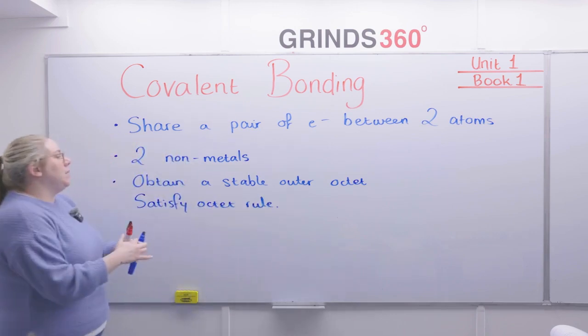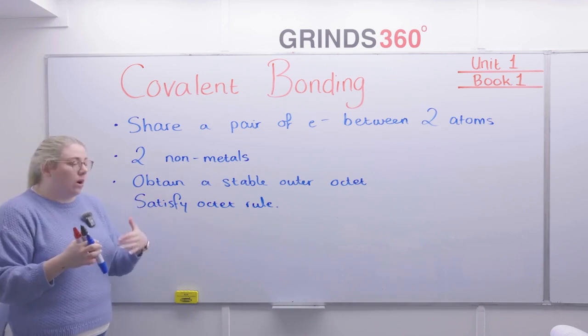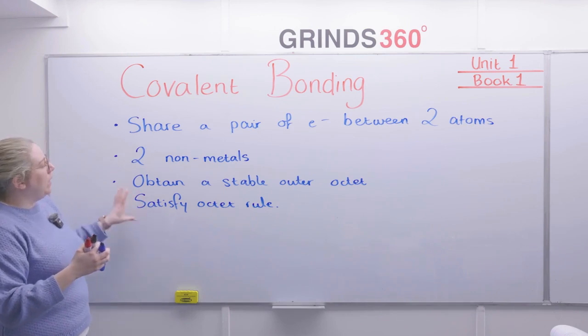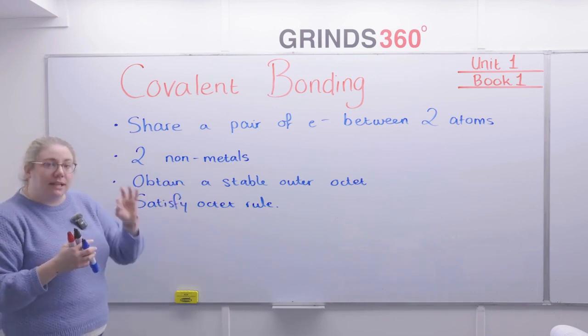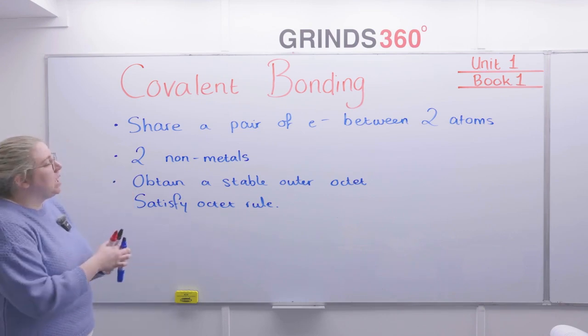Okay, so this is where you're going to have a full outer energy level, or 8 electrons in the outer energy level, or the outer shell. Now that phrase, when this comes up in bonding, is going to get you 3 marks. So that's one that you're going to have to learn off.